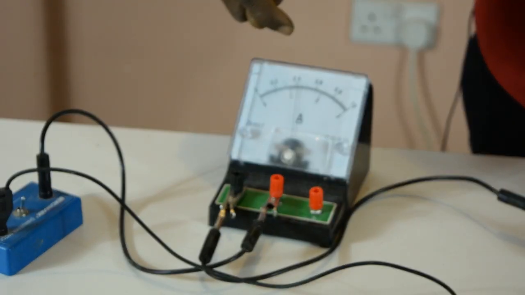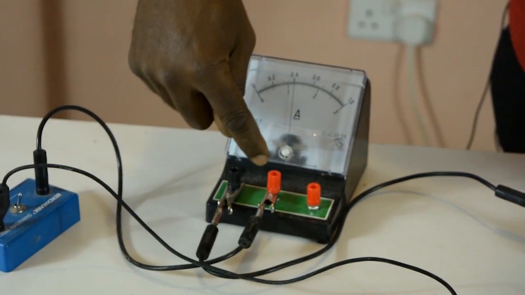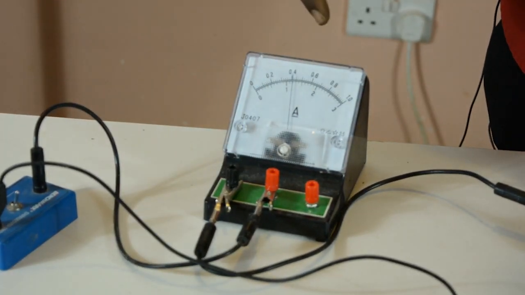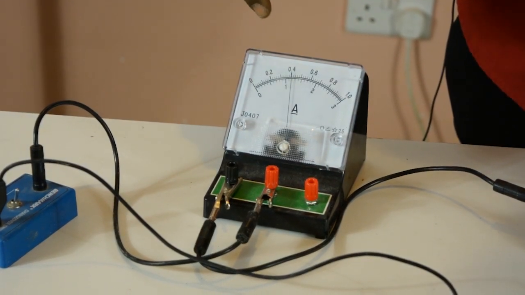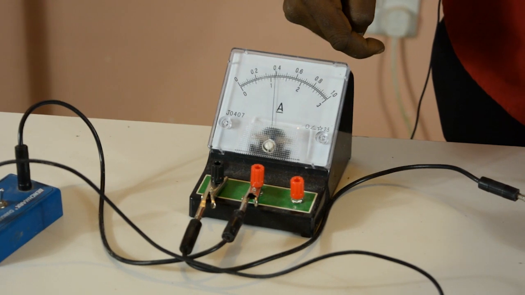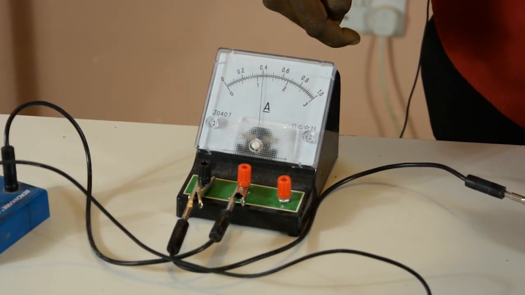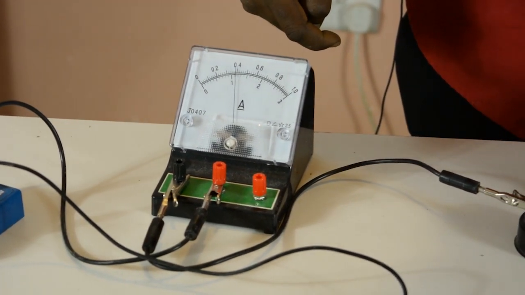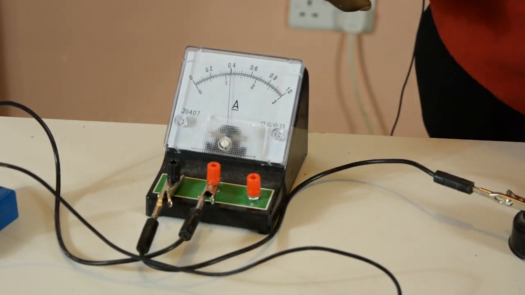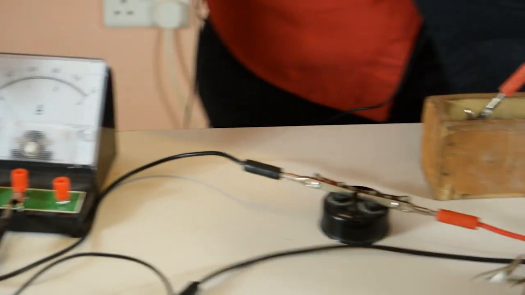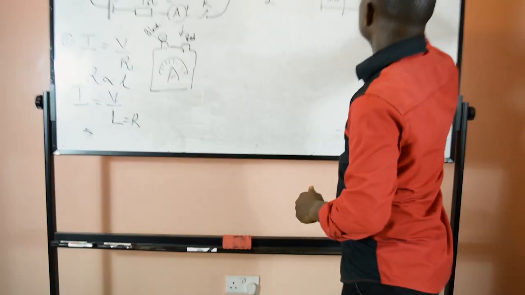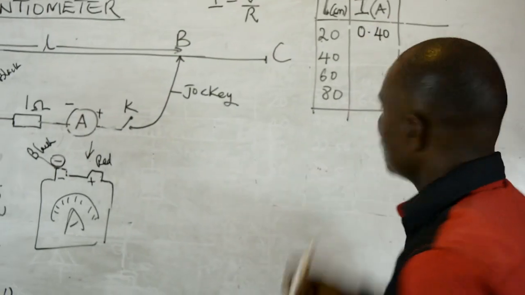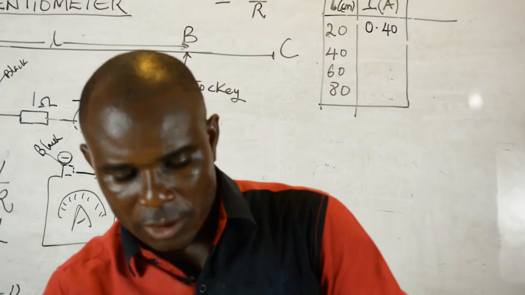So I use the 1 amp scale. The 1 amp scale is right off there. That is 0.2. So it's on 0.4. It is stable on 0.4. So I can just say it's 0.4 there. So now I remove it from there. I'll record it as 0.4. This is 0.40.